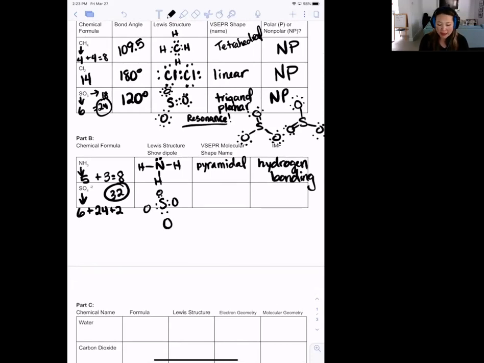We've got 8, 9, 10, 11, 12, 13, 14, 15, 16, 17, 18, 19, 20, 21, 22, 23, 24, 25, 26, 27, 28, 29, 30, 31, 32, and then we put a square bracket around it and put the -2 outside. And this is going to be tetrahedral.